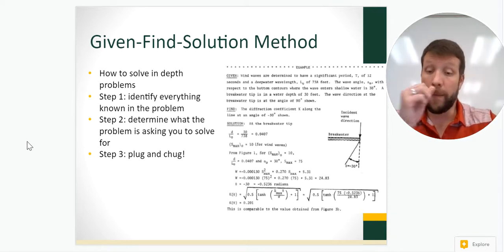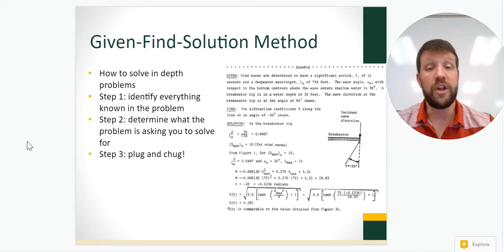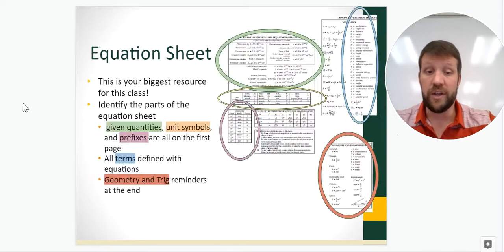And then step 3 here, plug and chug. We're going to use our equation sheets and all the values that we've listed out there to find the right equation and just plug our numbers in and chug until we find a final answer. Okay, we'll get a lot of experience with that equation sheet too. And speaking of which, we're going to look at that a little bit.